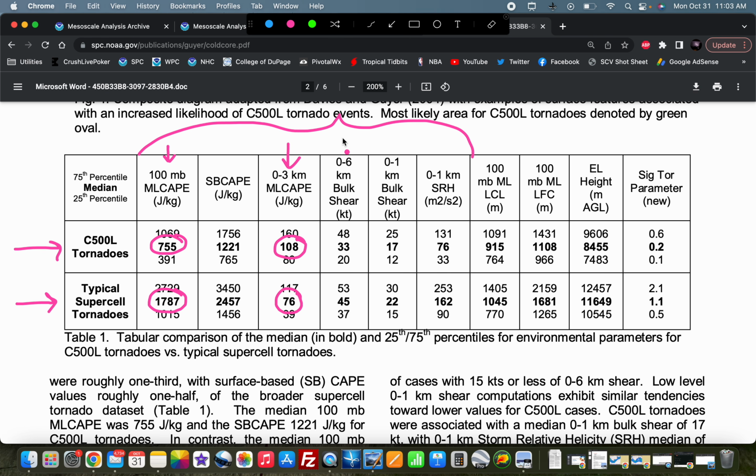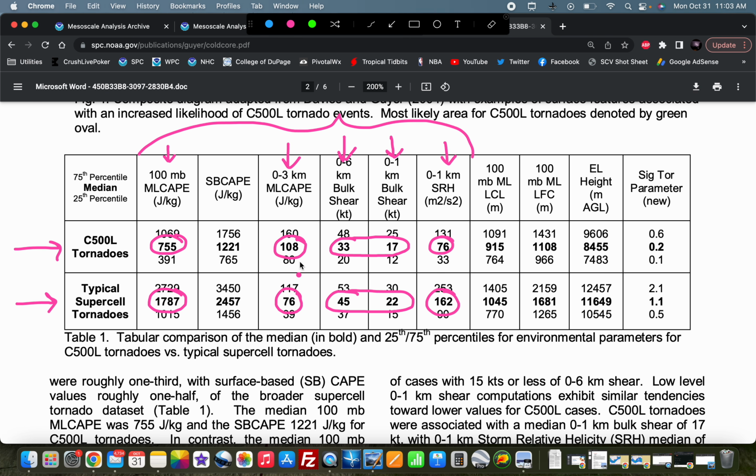Also notice here that our shear, both deep layer shear, 0 to 6 kilometer shear, and our 0 to 1 kilometer shear, our low level shear, is much, much less in these cold core events than it is with the typical supercell tornado events. Notice our 0 to 1 kilometer storm relative helicity as well, low level helicity, is much less, almost 100 meters squared per second squared less in these cold core events than typical supercell events. So this helps to confirm the fact that these cold core events are generally low CAPE, low shear type events, but adequate shear.